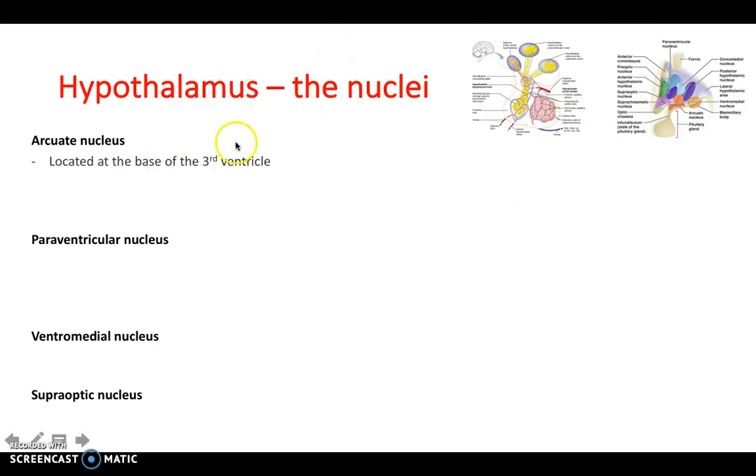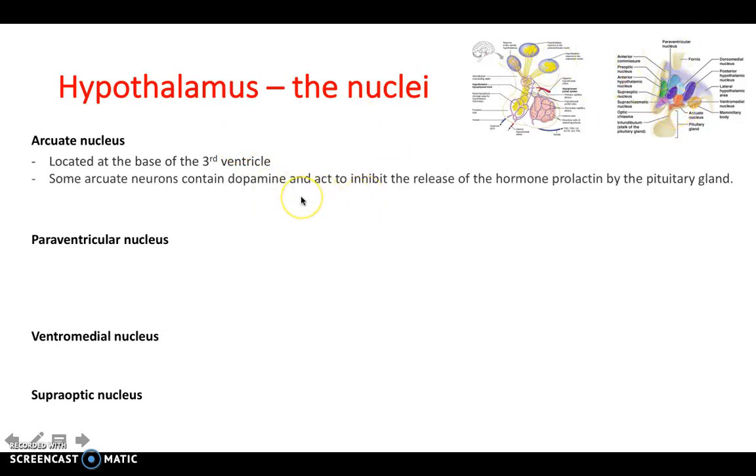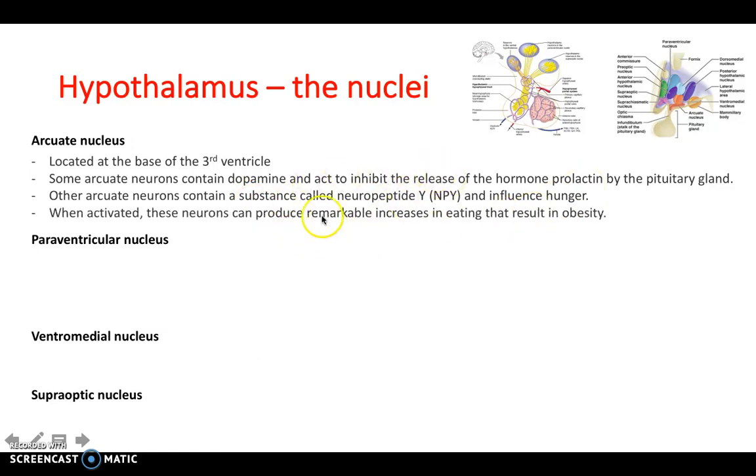So the arcuate nucleus is located at the base of the third ventricle. Some of these neurons within the arcuate nucleus contain dopamine and therefore act to inhibit the release of the hormone prolactin by the pituitary gland. Other arcuate neurons contain a substance called neuropeptide Y and therefore influence hunger, and when these neurons are activated, they can produce remarkable increases in eating, which long-term result in obesity.